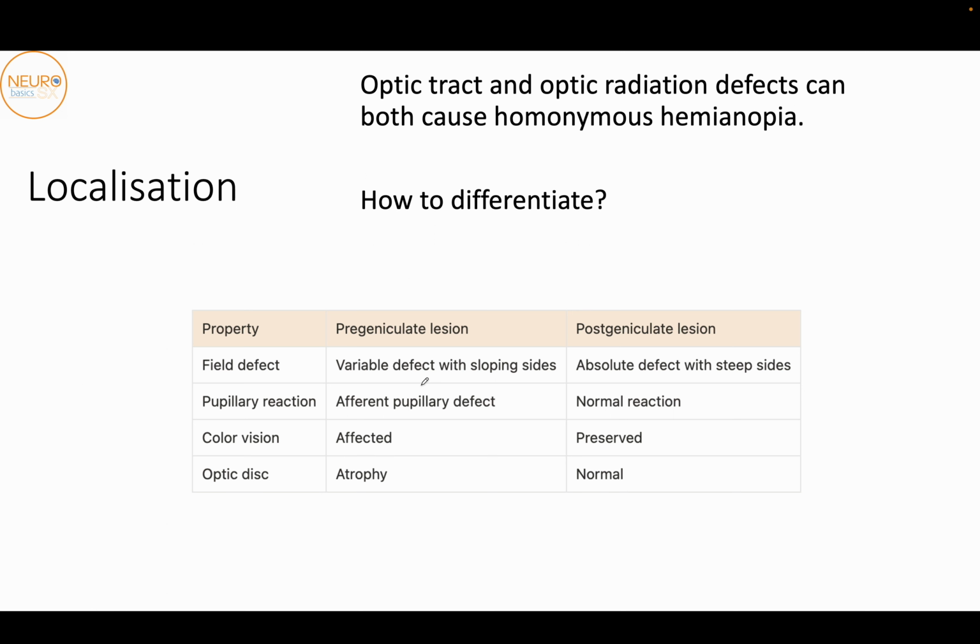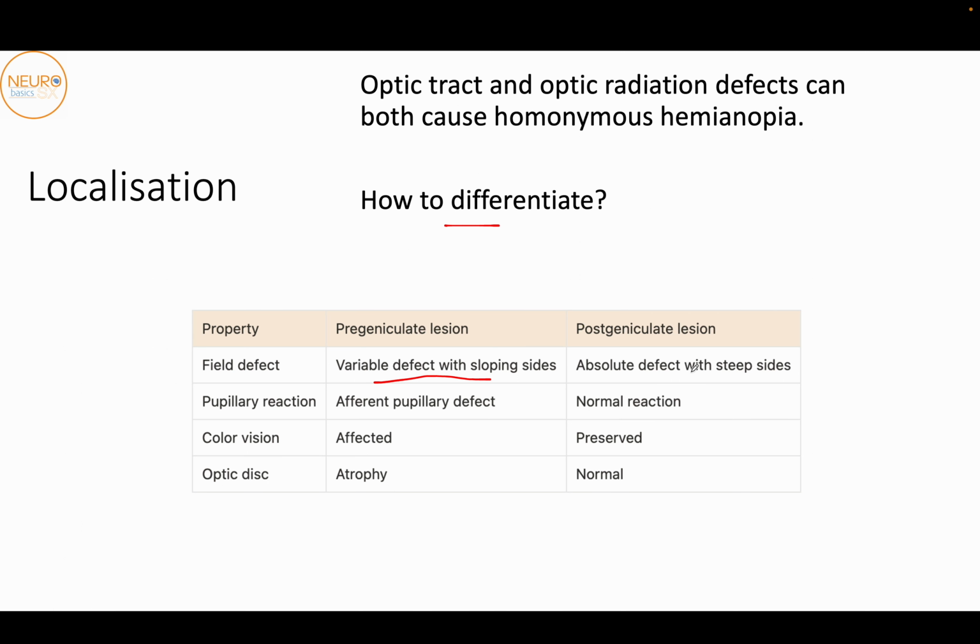So lesions can be present in front of the geniculate body or behind the geniculate body. Both of them will end up causing a homonymous hemianopia. But how do we differentiate? Remember that the neuron of the retinal ganglion cell is going to go and synapse onto the lateral geniculate body neurons. So that is now the second order neuron which is arising from the geniculate body. Okay, so a lot of things will happen which will make sure that you're able to differentiate between a pregeniculate and a postgeniculate lesion. So in a pregeniculate lesion, as we've seen, you will see a variable defect with sloping sides because we know that the optic tract is turning.